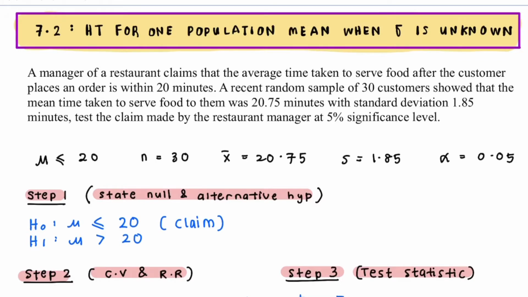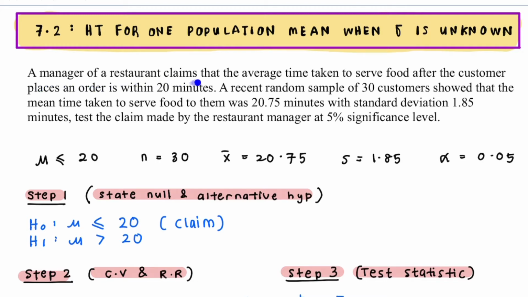The second subtopic is hypothesis testing for one population mean when sigma is unknown. When you read the question, you have to differentiate whether the sigma is given or not given in the question. Because if the sigma is unknown, you have to use t-test instead of z-test. Okay, look at example number 2.